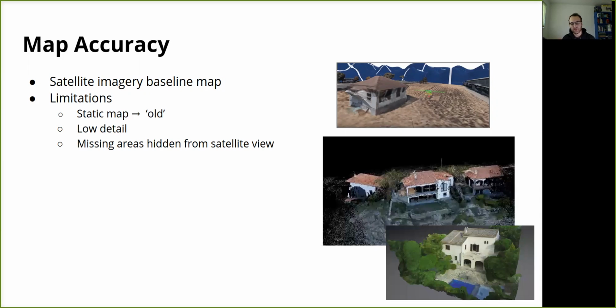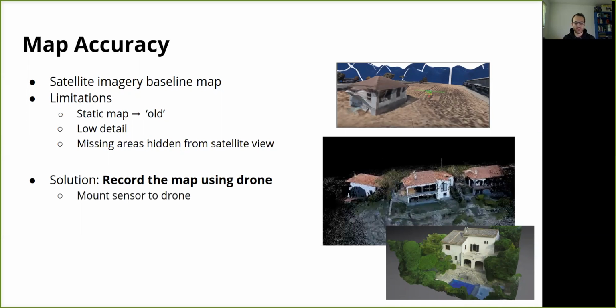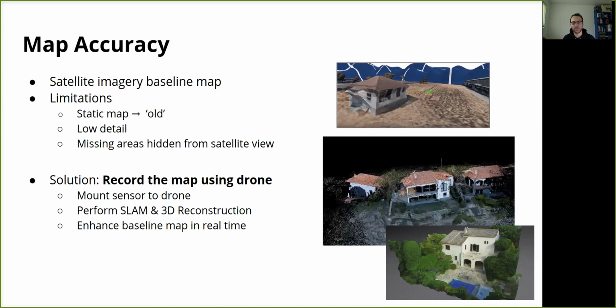We want these kinds of maps. These are the types of maps that offer rich detail, and they appear wherever we fly. So how do we do that? We would record the map using the drone. We would mount the sensor to the drone, perform SLAM, simultaneous localization and mapping, and then 3D reconstruction to generate a 3D mesh. And then we'll enhance the baseline map in real time with that 3D mesh.